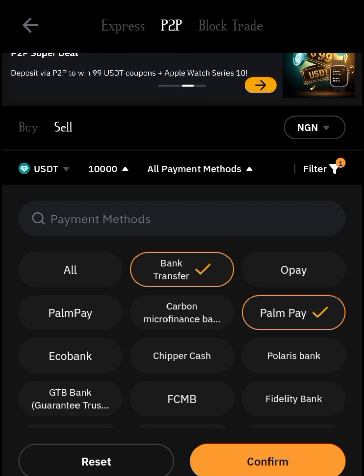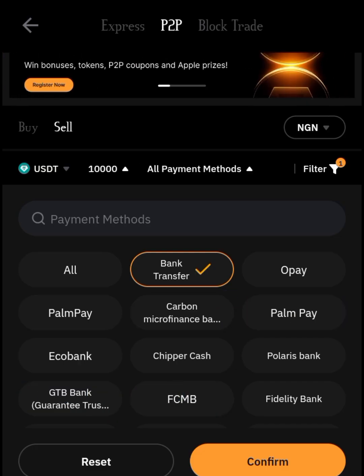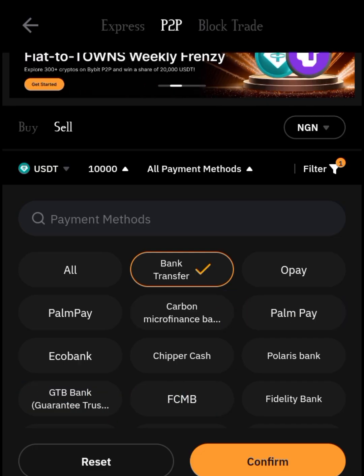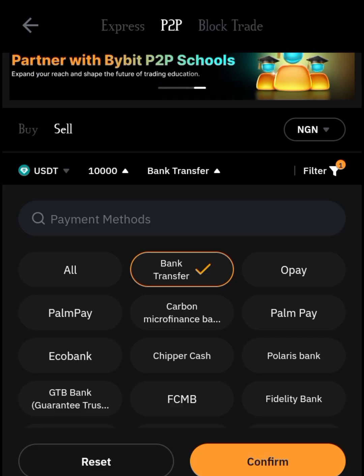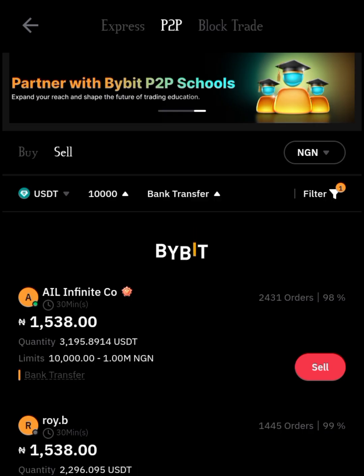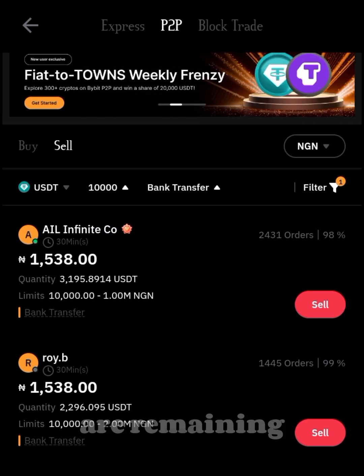You have to select the bank, if it's PAMPay, if it's Carbon, if it's FCMB, if GTB, any account you put there, you should make sure you set it up. Now if you click on bank transfer, this will just filter it out further. Now let's see how it filters it out. You can see some goes out. So the people that are remaining, and the more you're filtering out, the more the rate is reducing.